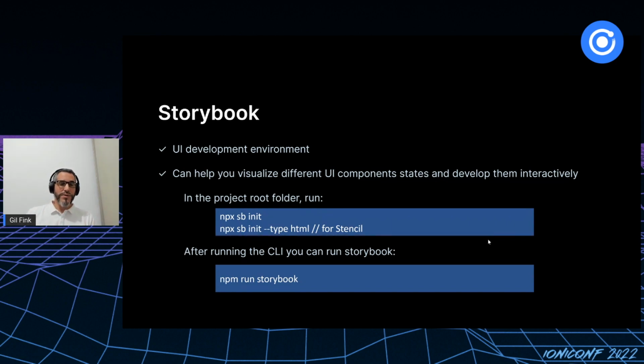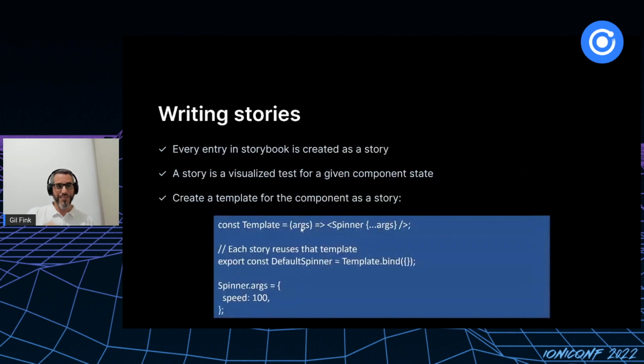Whenever you're going to use Storybook with Stencil, you can give Storybook a hint that you're going to use the type HTML. It is here. Okay, so you will do npx sb init with the flag type and HTML to produce a wrapper of Storybook on top of web components, because Stencil is going to generate web components for you. Once the CLI ran and Storybook was installed, you can do npm run Storybook and see the output, and we'll see that in a few seconds.